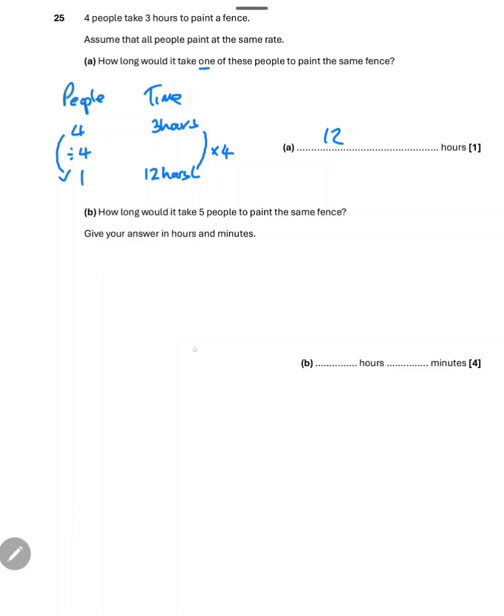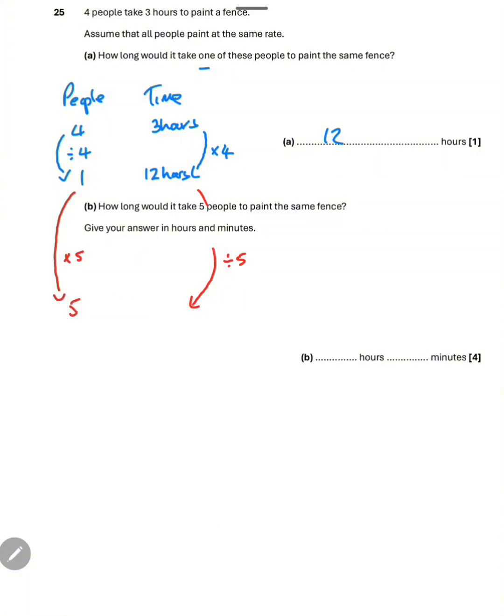Part B, we're going to carry on using the same diagram. We know what one person takes. Now we're scaling up to 5 people, which means we've got 5 times as many people. If we've now got more people, it's going to take less time. So I'm dividing by 5. 1 times 5 is the 5 people. 12 divided by 5 on a calculator is 2.4 hours. So I'm just going to jot that down, 2.4 hours.